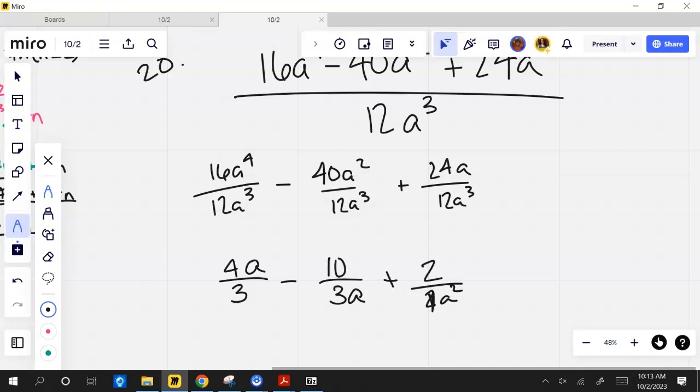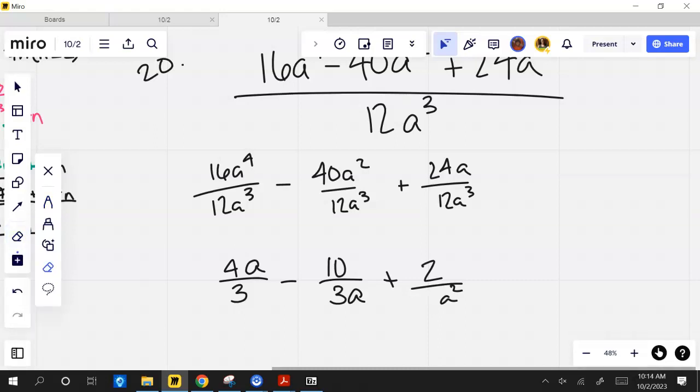Oh, this is a 1, this is a 1, this is a 1. Sorry. There's nothing there. It's 2. There you go. Sorry.